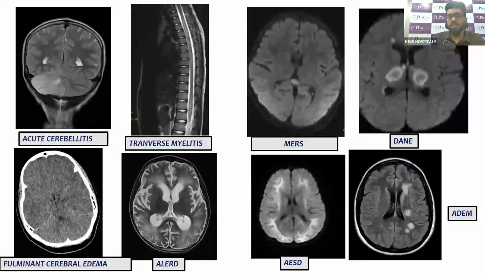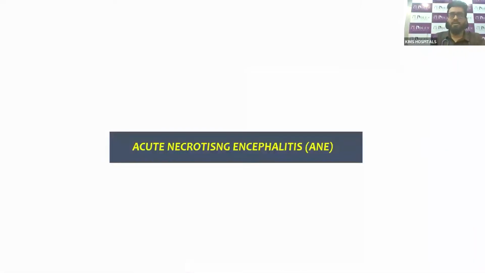So all these inflammatory conditions can follow dengue. This is the whole spectrum. This comes under the category of infection-triggered encephalopathy syndrome. So quickly, that was about acute dengue encephalitis.